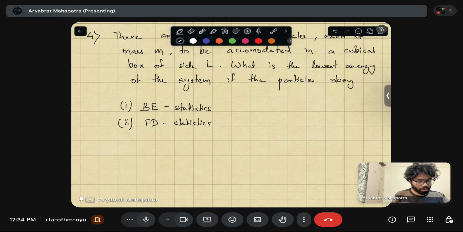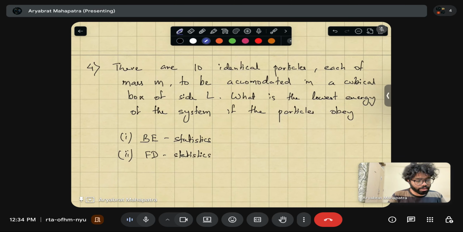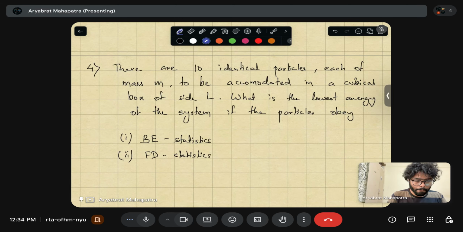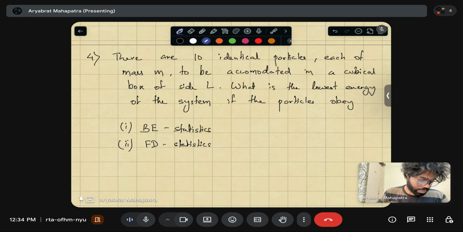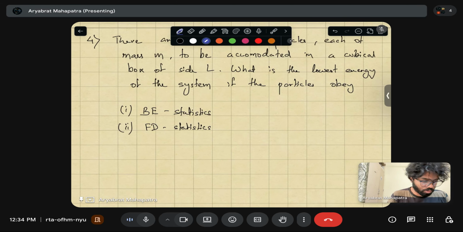Are the particles non-interacting? Yeah, they are non-interacting. And this time they are identical, so they are basically quantum particles now. That is why we need to do it either through Bose-Einstein statistics or Fermi-Dirac. So in both ways, how would the ground state energy take form? That is what we need to do here.